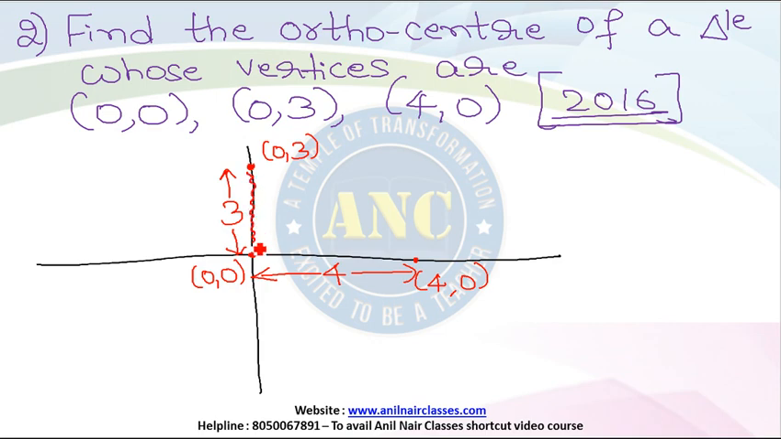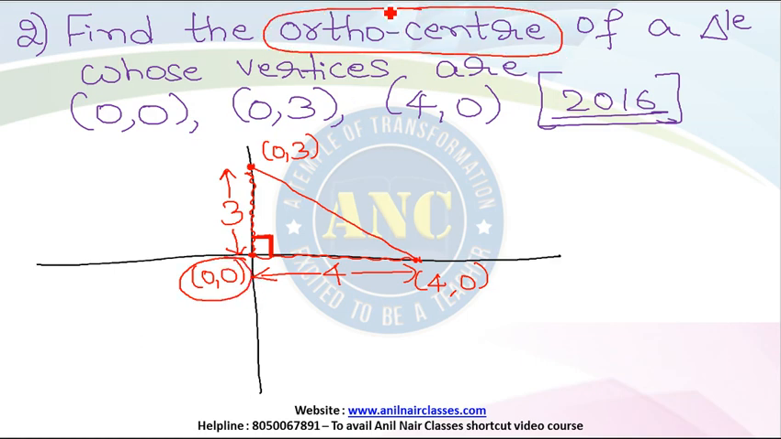If I join the 3 points, then I will be forming a right angled triangle. The right angle is formed at which point? The right angle is formed at 0 comma 0. That is nothing but the orthocenter for this question. Answer for this question is how much? 0 comma 0. I hope it is very clear for you people, sir.